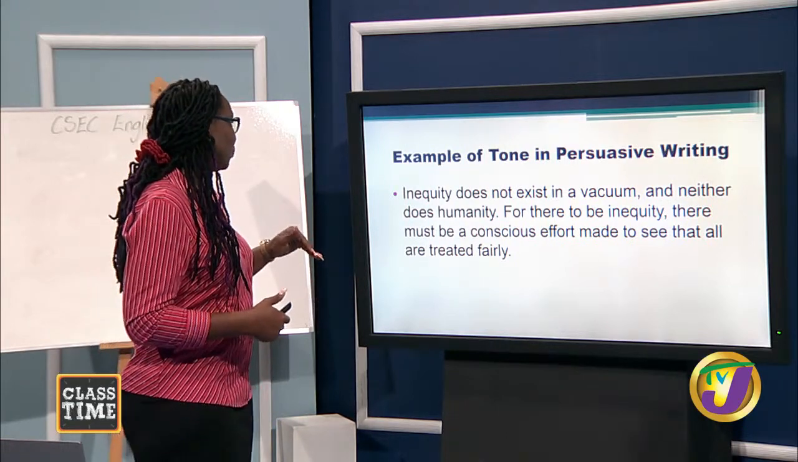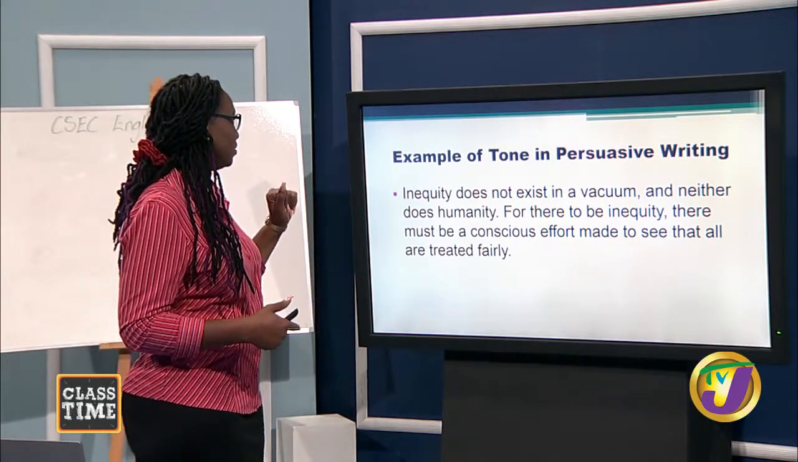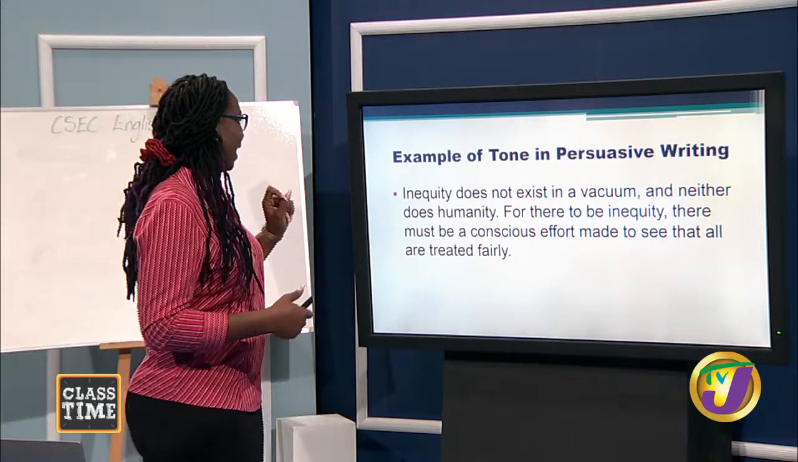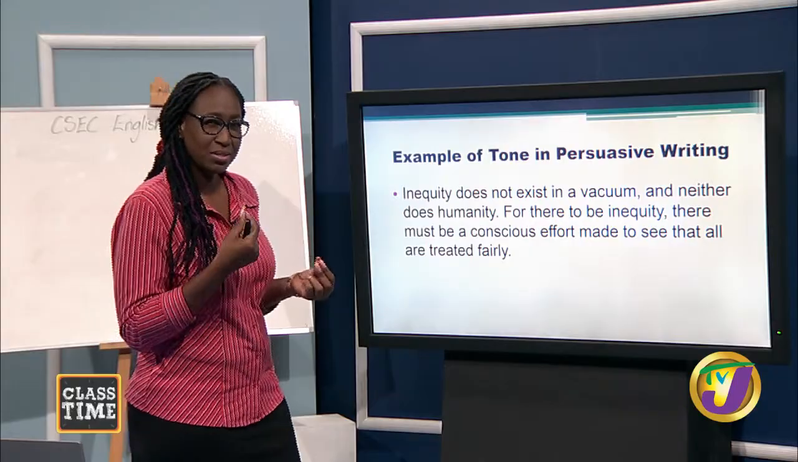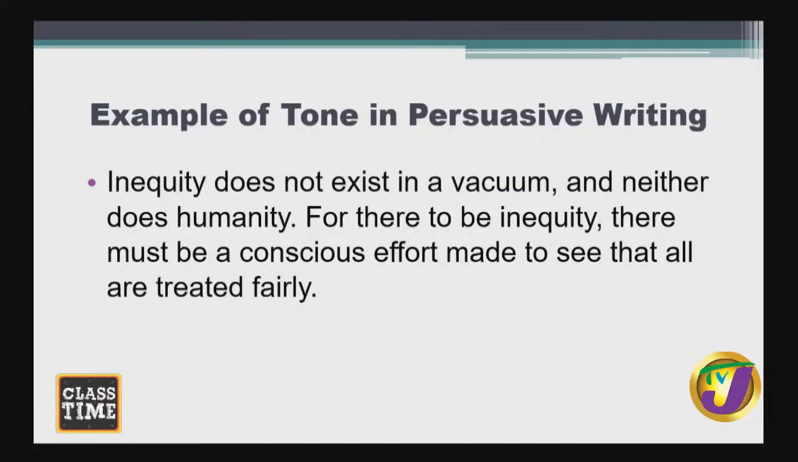Then you continue now. When you say it does not exist in a vacuum, and then you compare it to humanity, you're touching on a certain feeling there, a certain idea. And then, of course, you continue now and explain that in order for there to be fairness, in order for there to be equity, you must make a conscious effort to see that everyone is treated fairly. So you have used this serious tone to bring across this serious idea.